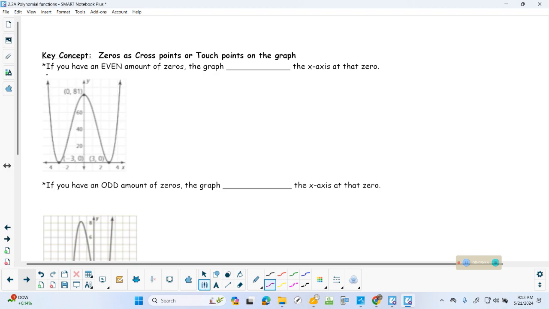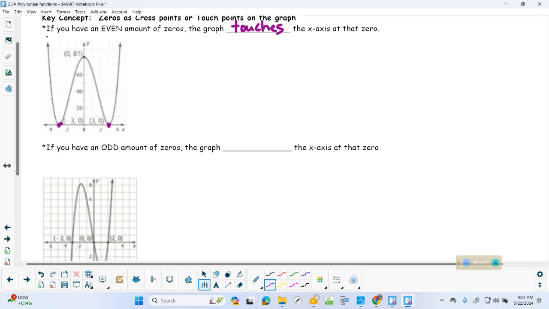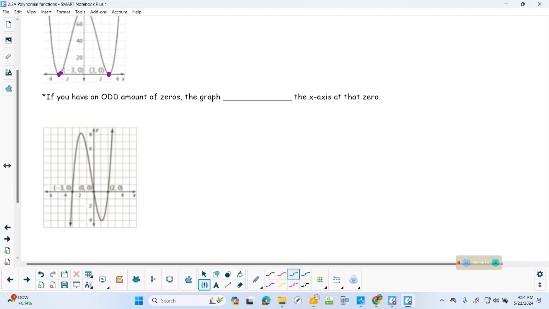So we talked about how to know whether it touches or crosses the graph. Let's get specific with all of this. If you have an even amount of zeros, it touches the x-axis. And you can see right here, we're touching. So I know we would have x minus 3 twice. If we have an odd amount of zeros, we're going to say that it crosses.